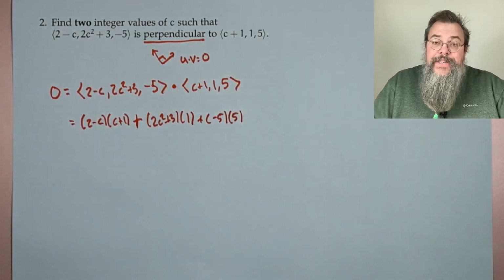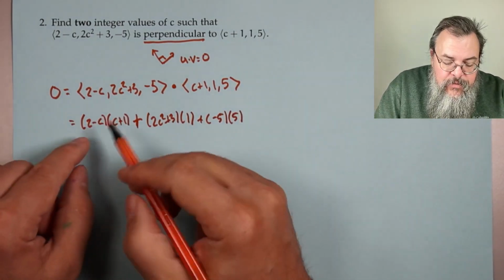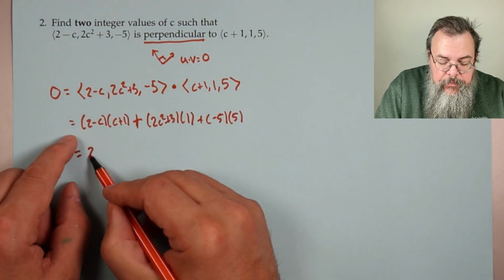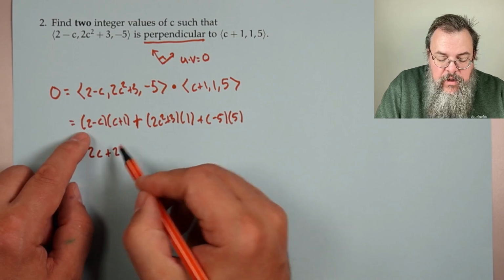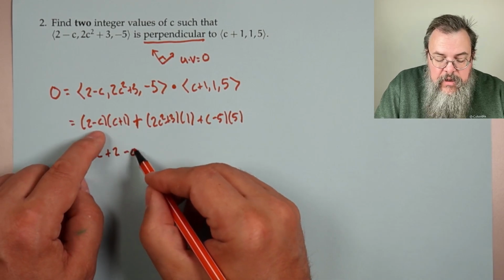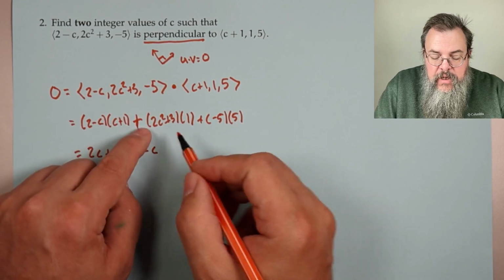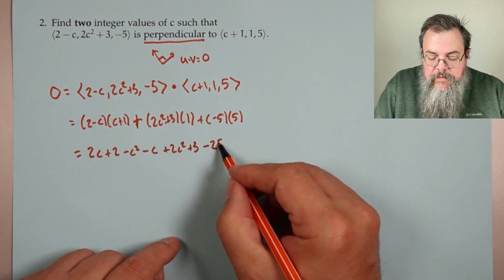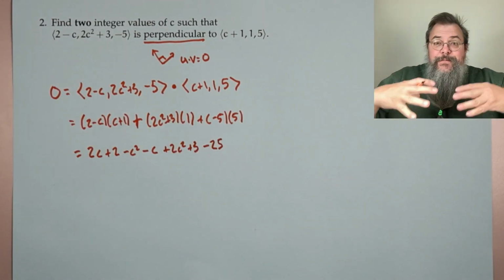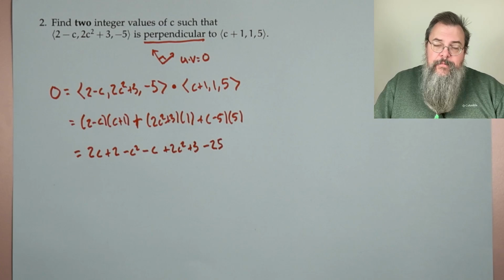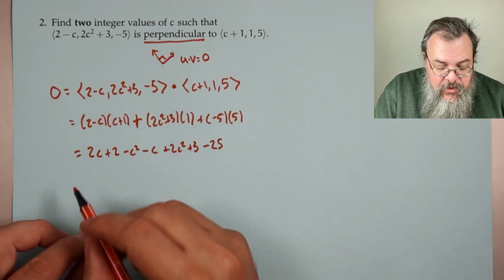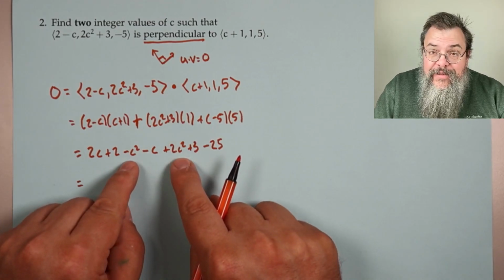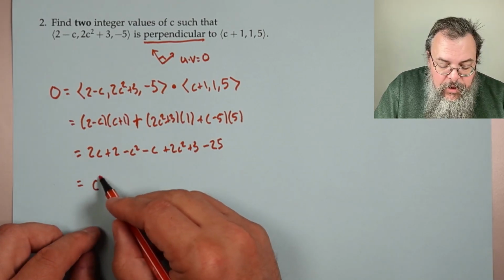Okay, well, let's expand. Here we'll do some foiling. We'll get 2c plus 2, and then minus c squared and minus c. Here we'll get a plus 2c squared plus 3, and here we'll get minus 25. So we've multiplied, we've expanded, now we're going to collapse, and by that I mean gather. Let's see, we have powers of c. Highest are the squares. We have 2c squared subtract c squared, so that gives us c squared.